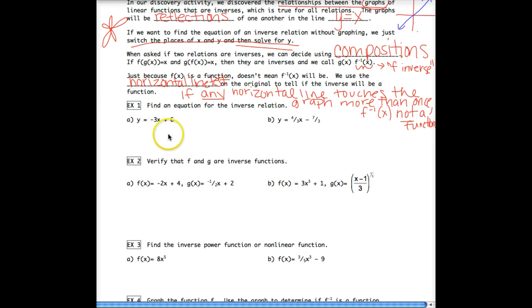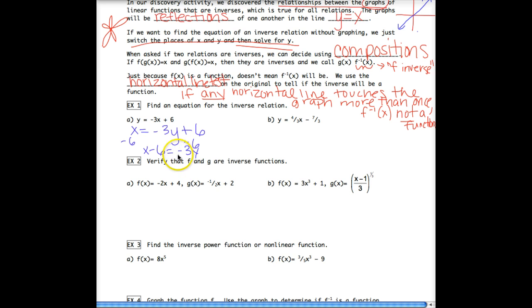So example 1, find an equation for the inverse relation. Again, if we want to find an equation, it's right up here. Switch x and y and solve for y. So switch x and y is my first step. And then I'm going to get y by itself. So subtract 6. These are not like terms, so that just gives me x minus 6 equals negative 3y.